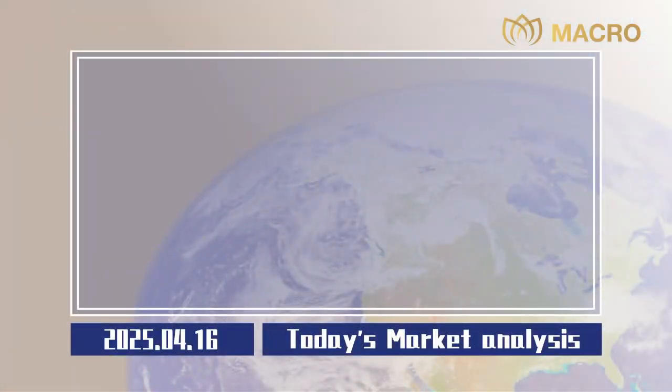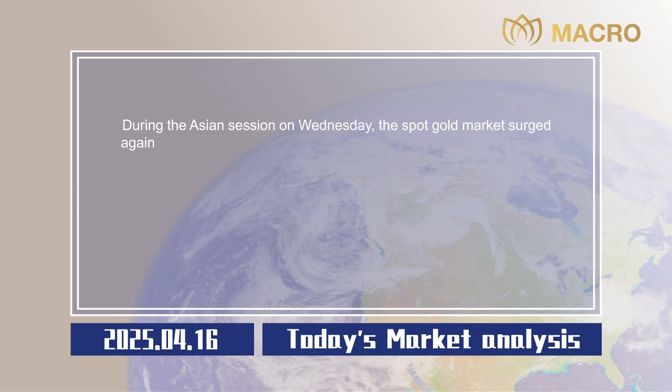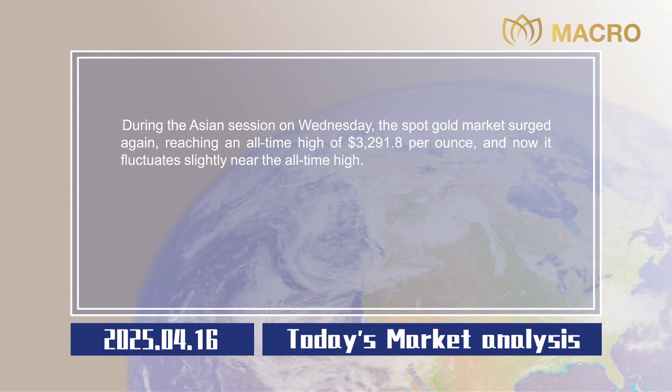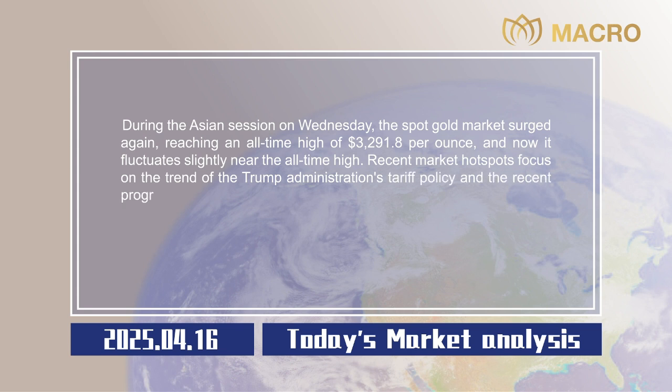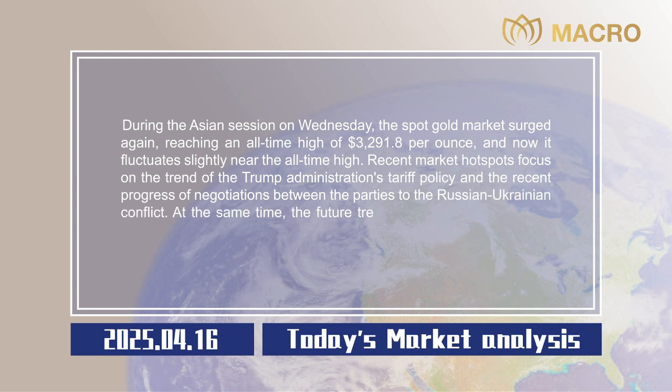Market analysis. During the Asian session on Wednesday, the spot gold market surged again, reaching an all-time high of $3,291.80 per ounce, and now it fluctuates slightly near the all-time high. Recent market hotspots focus on the trend of the Trump administration's tariff policy and the recent progress of negotiations between the parties to the Russian-Ukrainian conflict. At the same time, the future trend of the Federal Reserve's monetary policy will also affect the market trend.